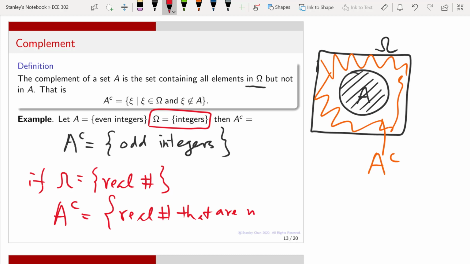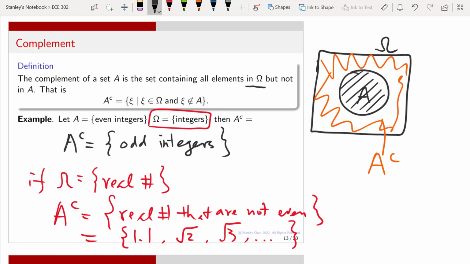that are not even. Okay, so that contains what? Well, as long as you don't give me 2, 4, 6, 8, and so on, you can give me 1.1, you can give me square root 2, you can give me square root 3, and so on. As long as they are not even integers, that could be considered in this A complement. So you cannot just tell what is the A complement. A complement has to be defined on two things. One is A, the other one is your universal set. Before you tell me the universal set, the A complement is undefined.